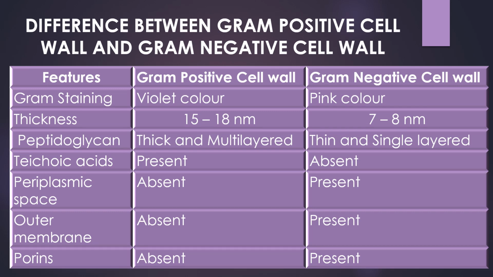And this is the difference between the gram-positive cell wall and the gram-negative cell wall. First one is the gram staining feature. The gram-positive cell wall shows violet color and the gram-negative cell wall shows pink color. The thickness is 15 to 18 nanometers for gram-positive and 7 to 8 nanometers for gram-negative. Peptidoglycan is thick and multilayered in the gram-positive cell wall, and thin and single-layered in the gram-negative cell wall. Teichoic acids are present only in the gram-positive bacterial cell wall and absent in the gram-negative cell wall. Periplasmic space, outer membrane, and porins are absent in the gram-positive cell wall and present only in the gram-negative cell wall.